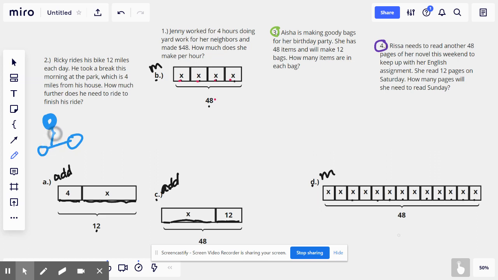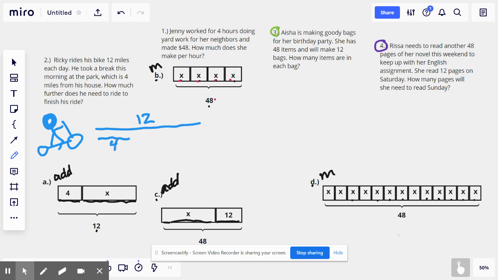So you get the idea. He's on his bike, and he's going to ride 12 miles today. There's the 12 miles. He took a break this morning, which is 4 miles from his house, so he's only ridden 4 miles. So 4 is less than 12. I'm just going to represent it like this, and I'm going to say that's a 4.